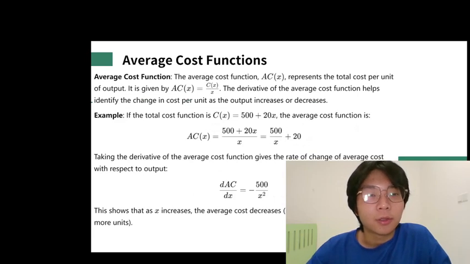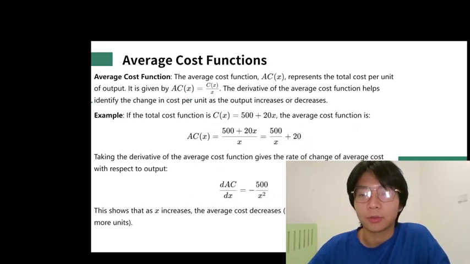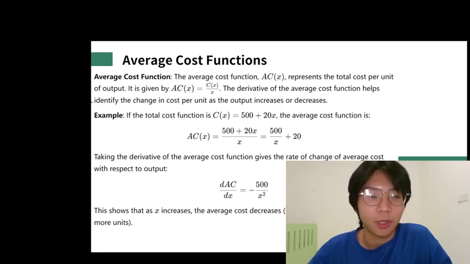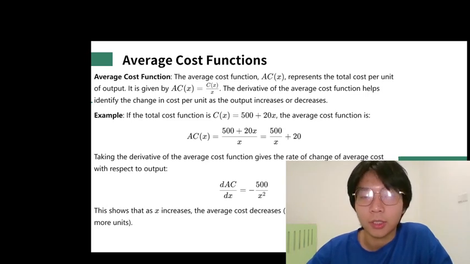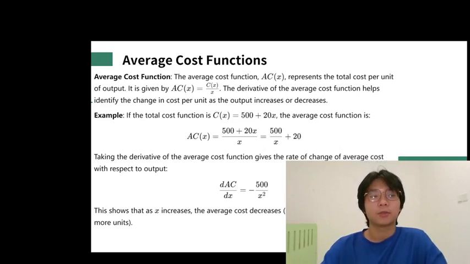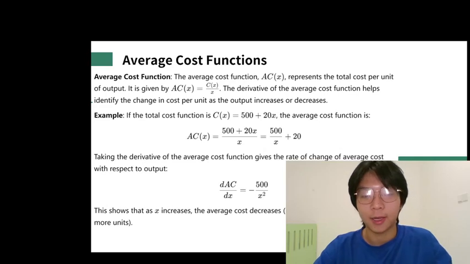And about the average cost functions. The average cost function represents the total cost per unit of output, given by the equation. The derivative of the average cost function helps identify the change in cost per unit as the output increases or decreases. Take an example: if the total cost function is C(x) = 500 + 20x, the average cost function is C(x) over x. And taking the derivative of the average cost function gives the rate of change of average cost with respect to output. This shows that as x increases, the average cost decreases.